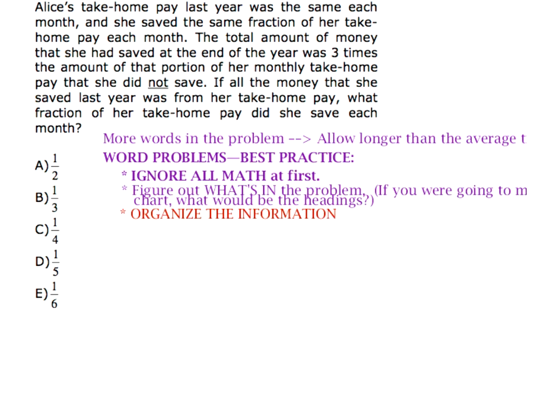So let's do that, and then we'll add some more stuff to this in a second. So what's in the problem? Let's ask ourselves what's in the problem. Well, we've got take-home pay last year, and that was per month. And then we have the fraction of that, so that fraction is new. But then the take-home pay each month is the same thing, and this is still the same color.